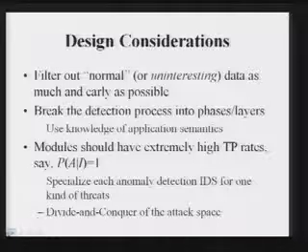So when you design a cascade, some considerations are that you want to filter out the normal as early as possible. Then essentially you have to think about how to break the detection process into phases, where each phase tries to filter out some data. This normally depends on the domain knowledge of the application and the kind of intrusion that you are looking at. And also, you want each module to have a very, very high true positive rate, because the overall true positive rate will be the product of all the modules.